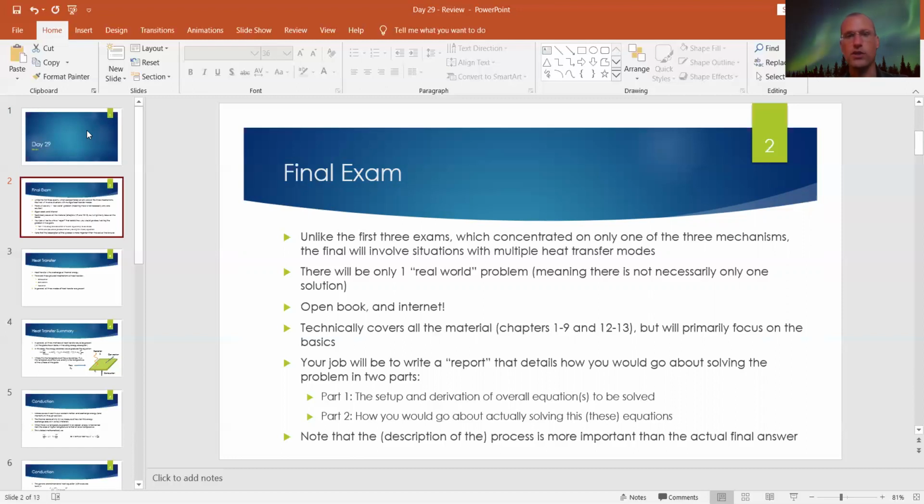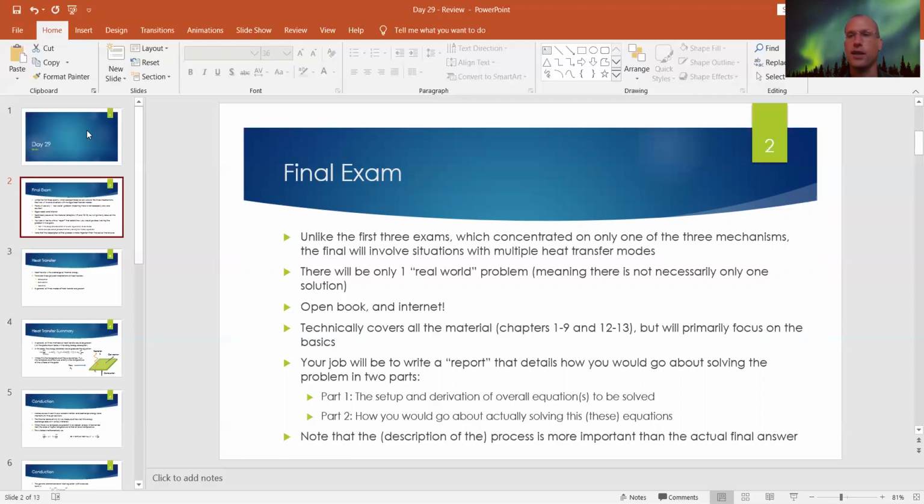So the actual exam, what it's going to look like is I'm going to give you this real world problem. And what I want back from you is, I'm going to call it a report, but it doesn't really need to be a report. It could be bullet points, could be figures, could be equations. Basically it has two parts. First part is, from this basic description I give you, how would you go about solving the problem, in the sense of what is the overall energy balance? What is the overall stuff going on? What are you neglecting? What are you assuming? All those things set up the problem and derive the overall equation to be solved.